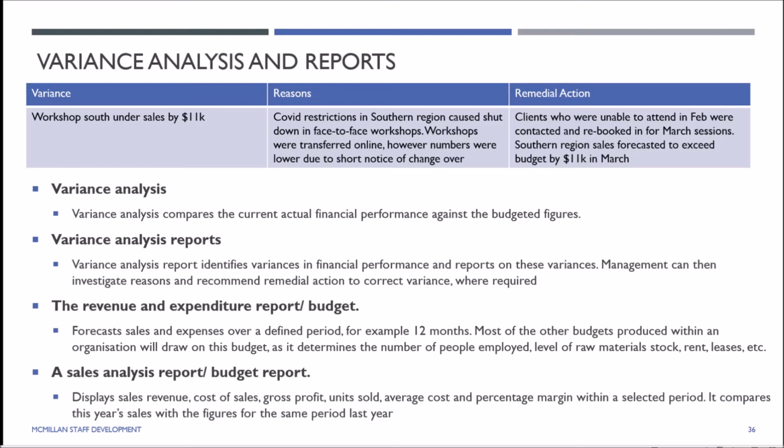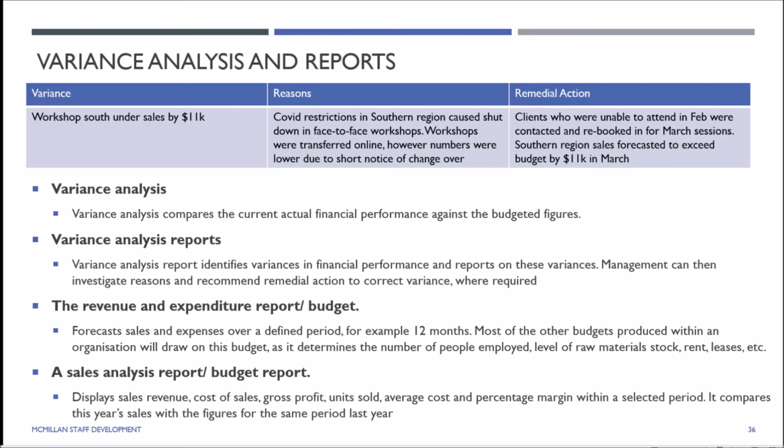And if we've been able to capture 100% of that, then the southern region sales are forecast to exceed the budget by 11,000 in March. So we would forecast going forward that we would expect 11,000 to come in the next month over and above the budget. So we're reporting to management that by the end of the budget cycle, we should be back in line. So, we could extend our comments and remedial actions from there.